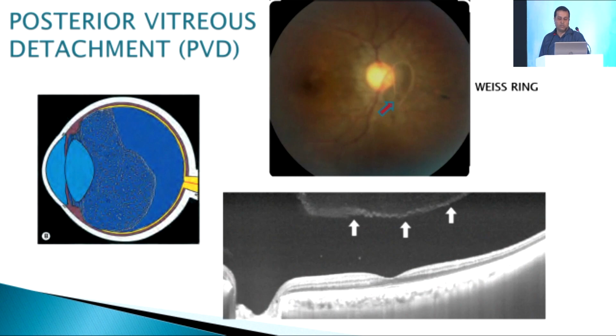So this is a normal posterior vitreous detachment. This is the clinical picture. We can see the Weiss ring, and in the OCT we can see the posterior cortical vitreous is totally separated from the disc as well as from the macula.